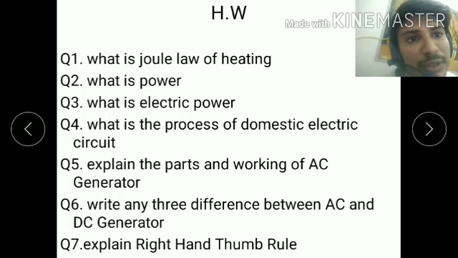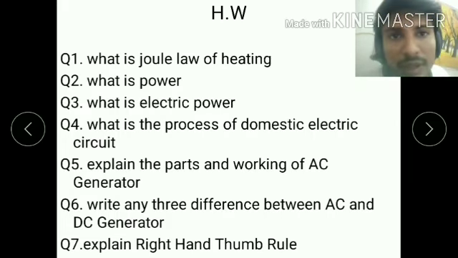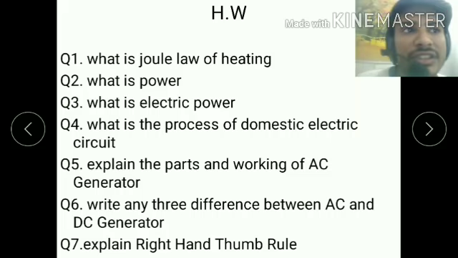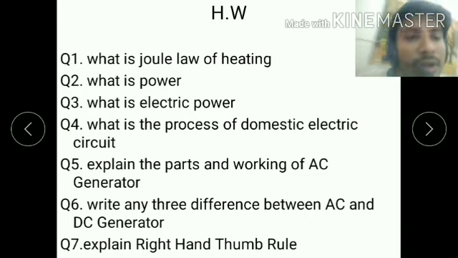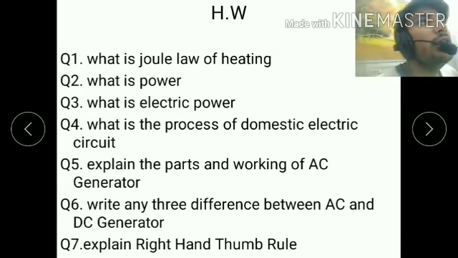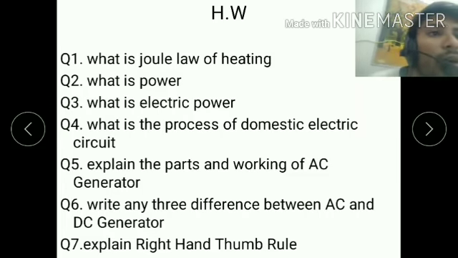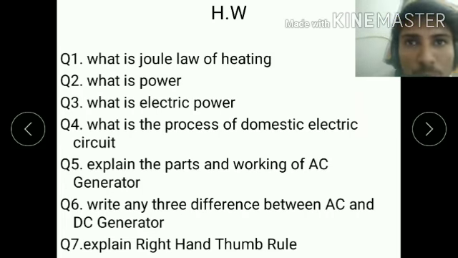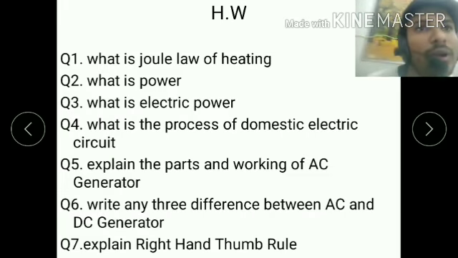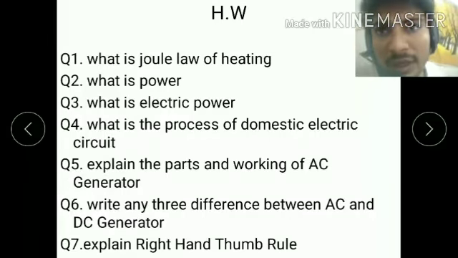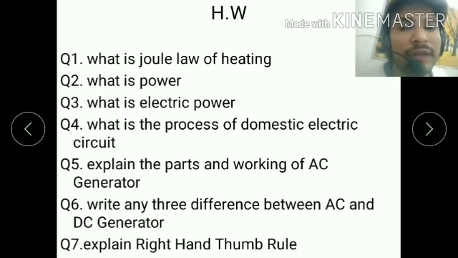Write any three differences between the AC and DC generator. Explain the right hand thumb rule. These are the important topics related to this chapter and this video. Now we have finished this chapter, but this is the second part of the video on this chapter. Tomorrow we will come with part number 3 of this video, where we will conduct some questions regarding Ohm's law, series combination, parallel combination, heating effect of current, and magnetic effect of current. Okay, then we will do it.